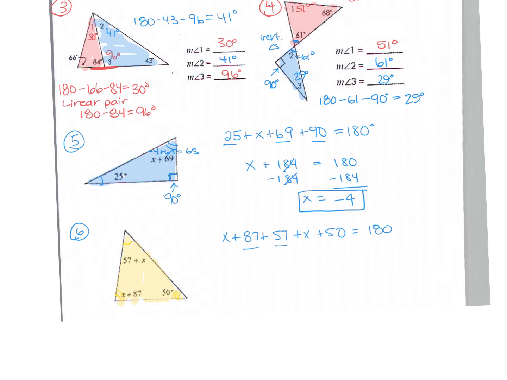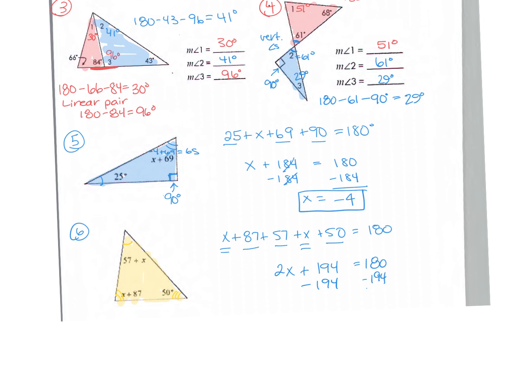So I've got some like terms. I have all my integer terms, which are like terms, and I also have an x plus an x. So x plus x is not x squared. That's when I multiply x times x. 1x plus 1x would give me 2x. And now I add up my 87, my 57, my 50, and I get 194 equals 180. So let's subtract my 194 over.